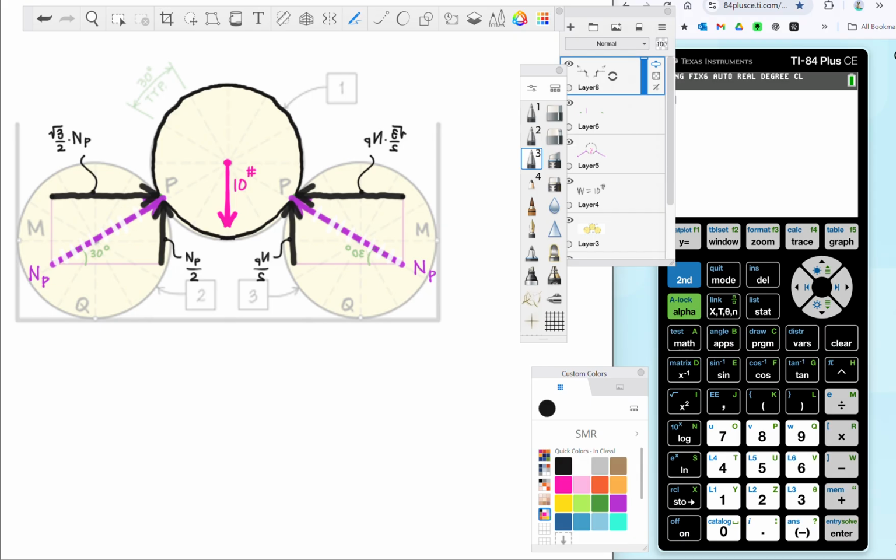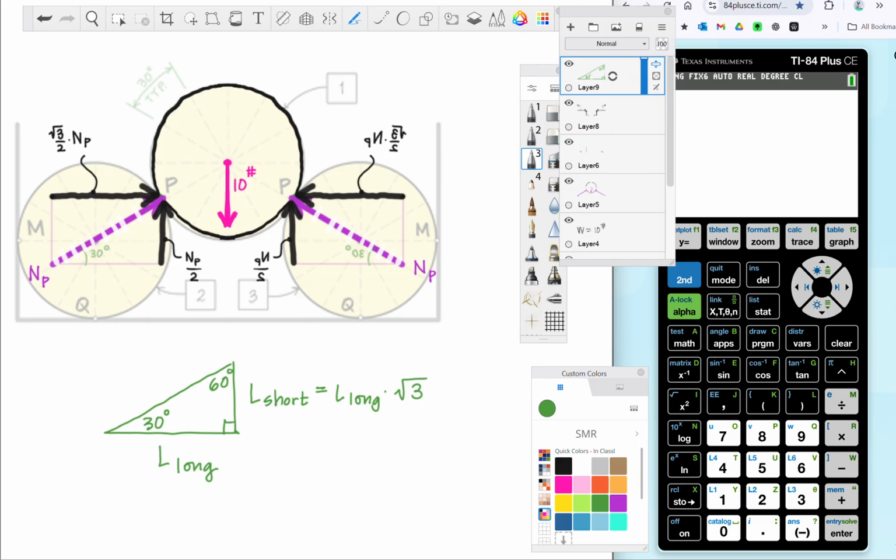We could use those components that I set up, but as long as we know the ratios between them, and what I'm talking about is that in a 30-60 triangle, the short leg is equal to the length of the long leg divided by the square root of 3. That's because if it's a unit triangle, where this length is 1, then the cosine of 30 degrees is root 3 over 2 and the sine of 30 degrees is 1 over 2. So to go from here to here, all I have to do is multiply by square root of 3.